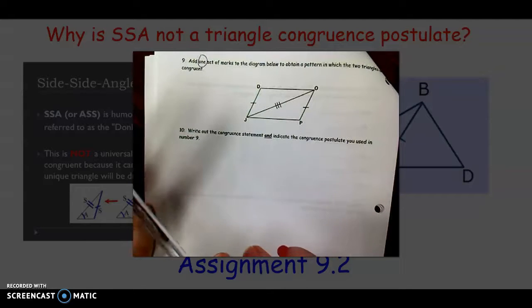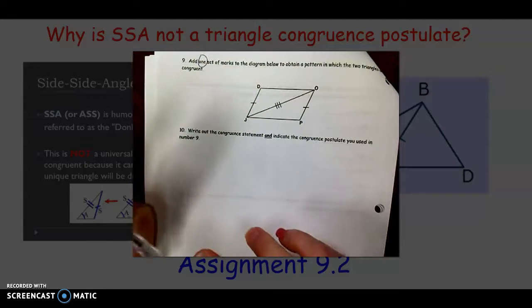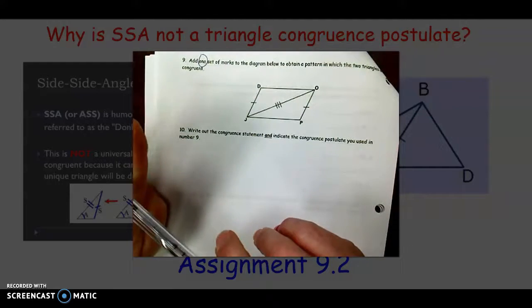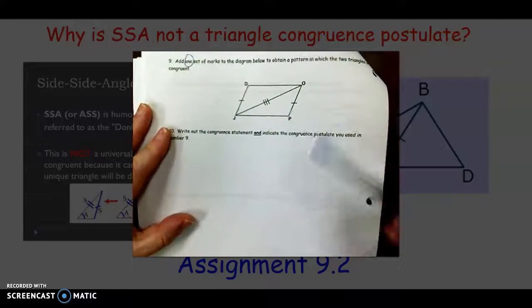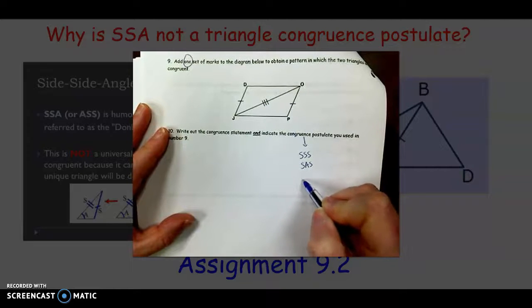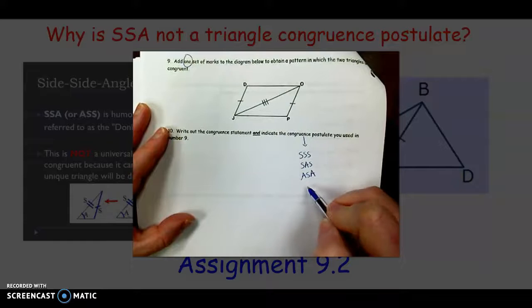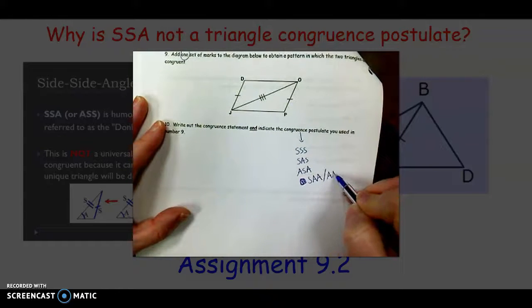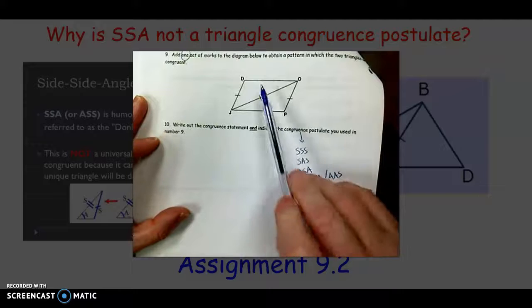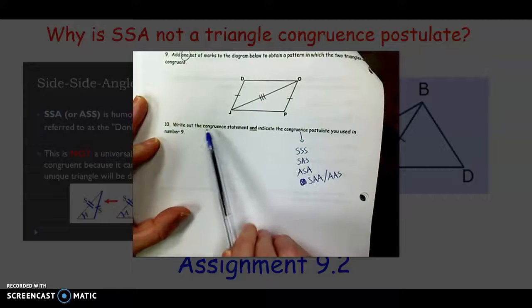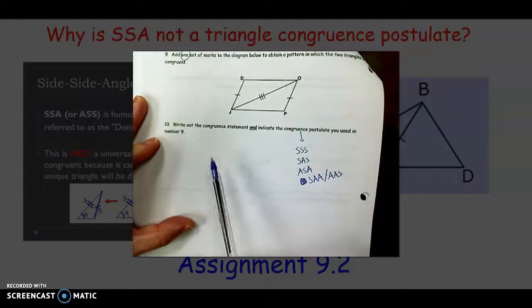SSA, not SSA, SSS, SAS, AAS or SAA, and then ASA. Those 4 are the only possibilities here, but it depends on what you used as your set of marks as to which ones. Sorry, I keep wanting to write that, don't I? As to which one you're going to say you used, okay? So what marks you use determines which one of these shortcuts you're going to be writing. But don't forget your congruent statement. Triangle DOJ is congruent to what triangle?